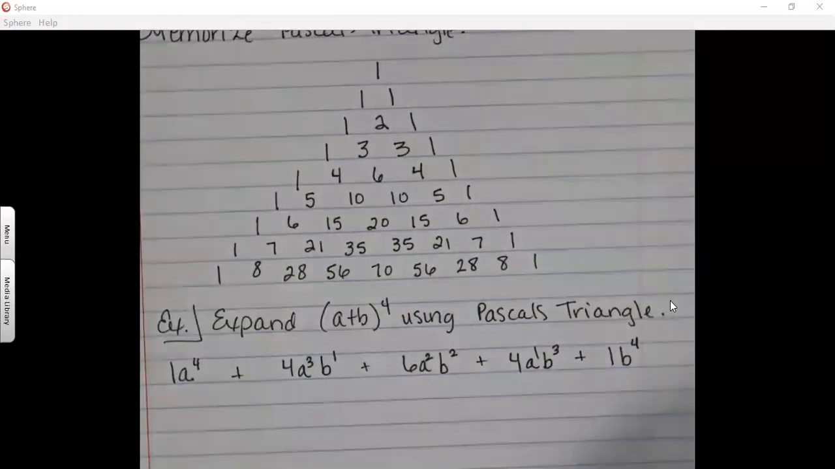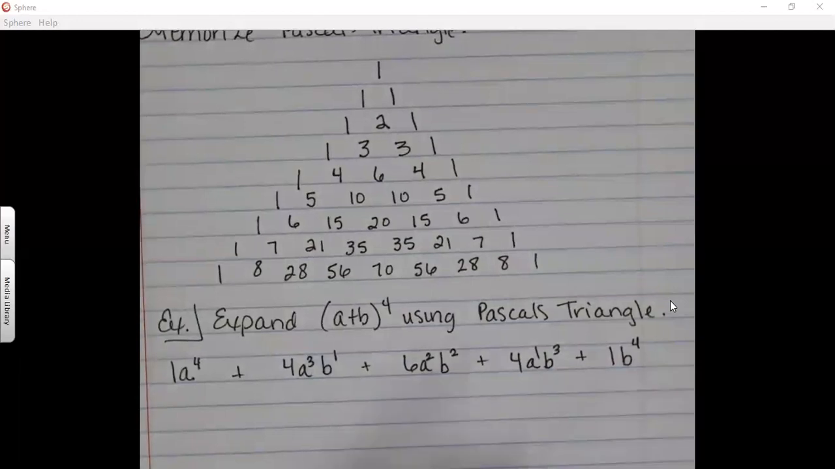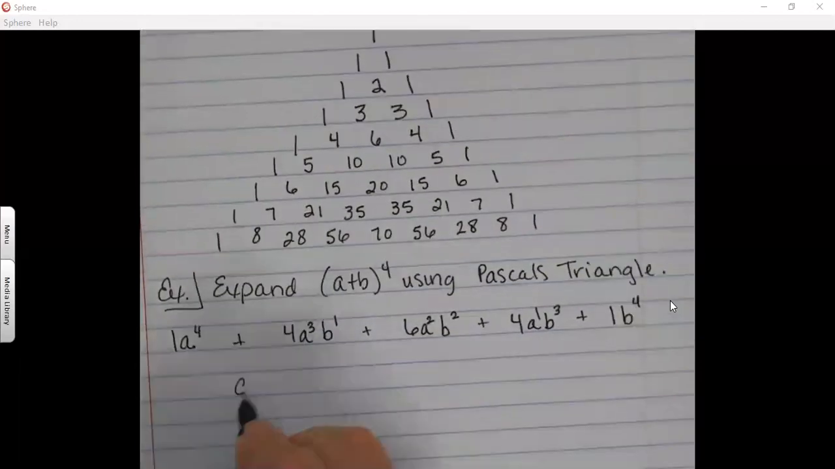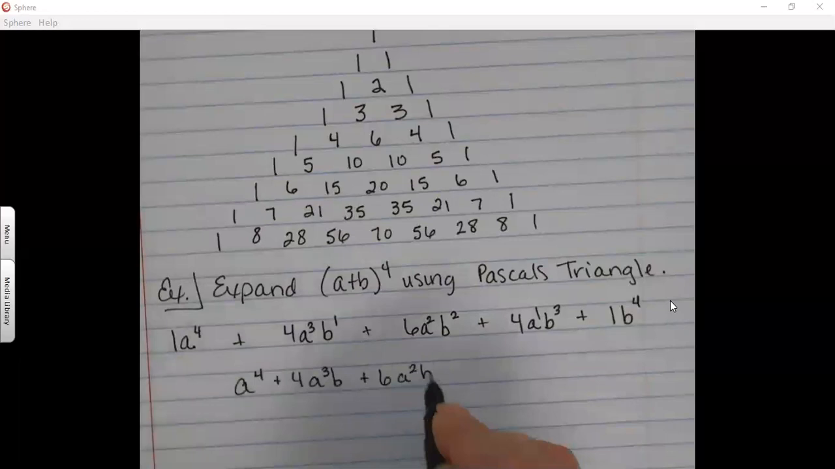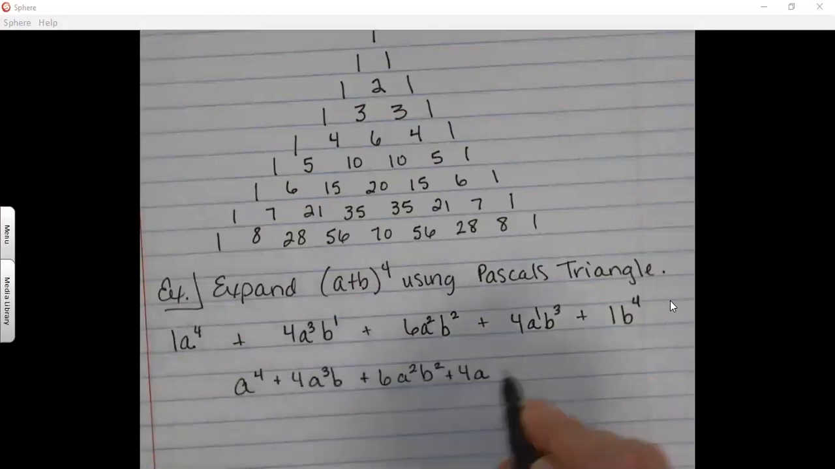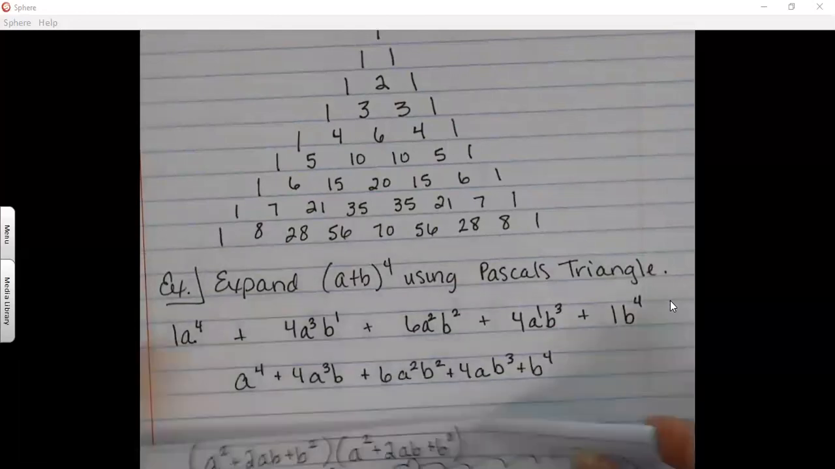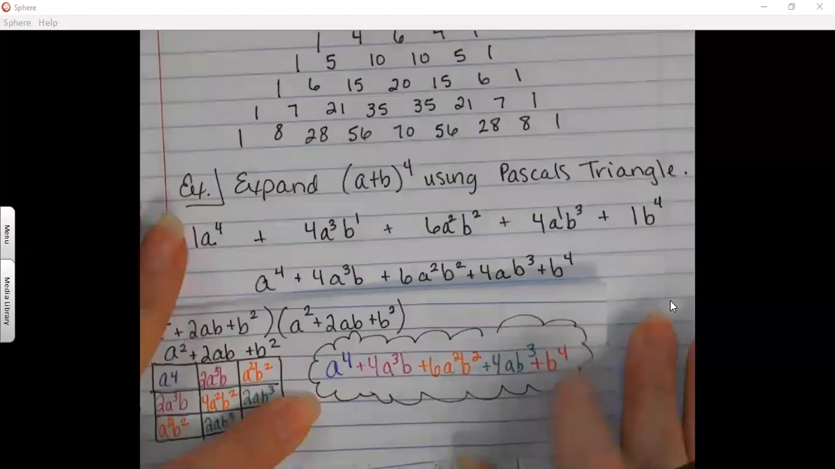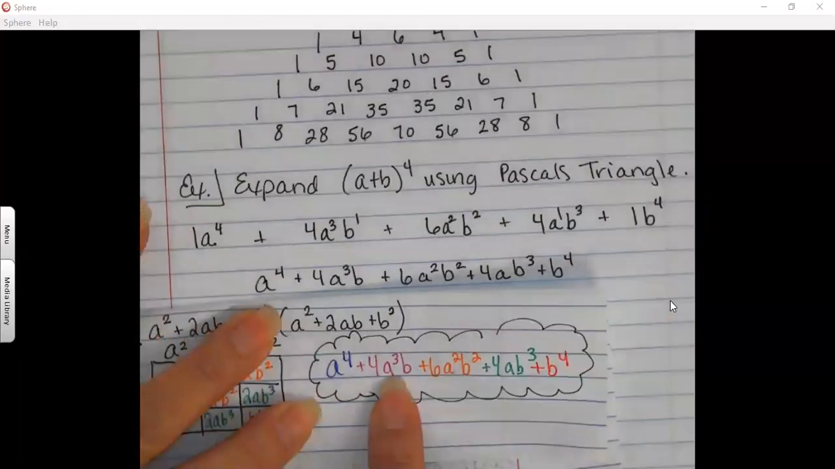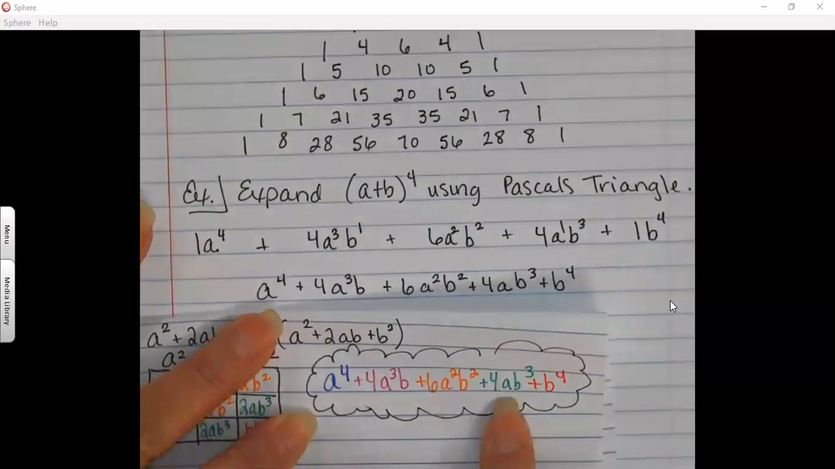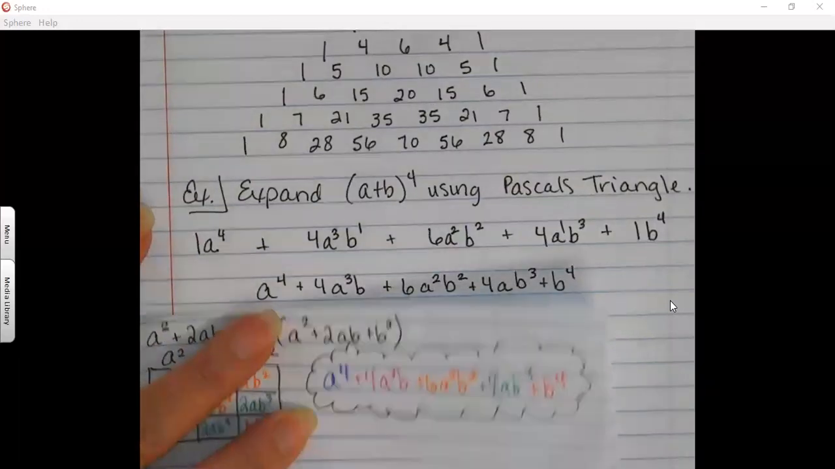So let me just write this a little prettier. Instead of 1a to the 4th, that's going to be a to the 4th plus 4a cubed b plus 6a squared b squared plus 4a b cubed plus b to the 4th. Is that what I got when I multiplied it all out on the previous example? A to the 4th, 4a cubed b, 6a squared b squared, plus 4ab cubed plus b to the 4th, right? Same thing.